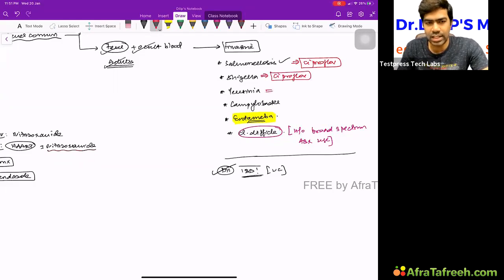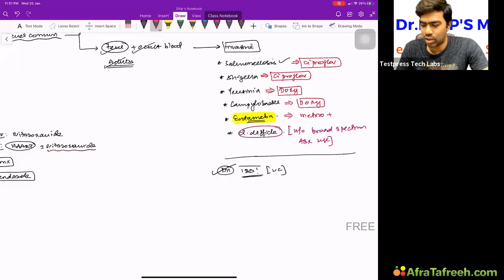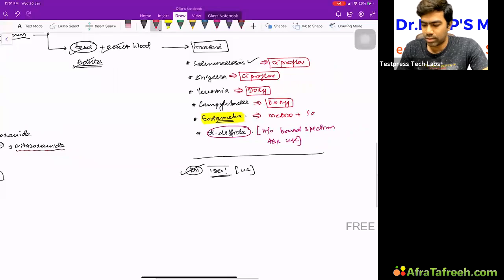As far as Yersinia enterocolitica is concerned, I'm going to use doxycycline. As far as Campylobacter jejuni is concerned, I can still treat with doxycycline, not a problem. For Entamoeba histolytica, we know I have to give metronidazole along with paromomycin. That is for treating the luminal disease. So this is the usual choice that you need to use for amoebiasis, metronidazole plus paromomycin.